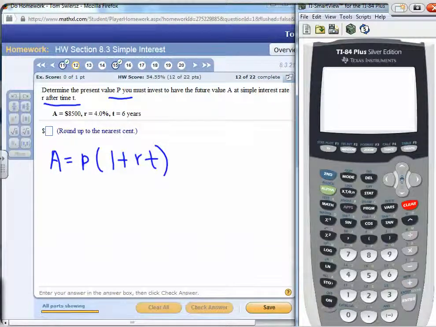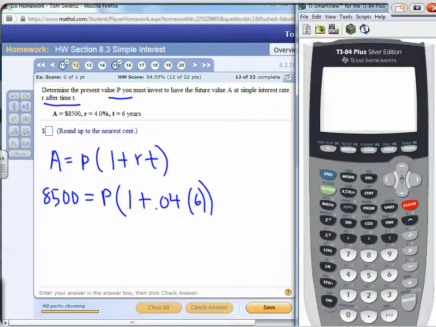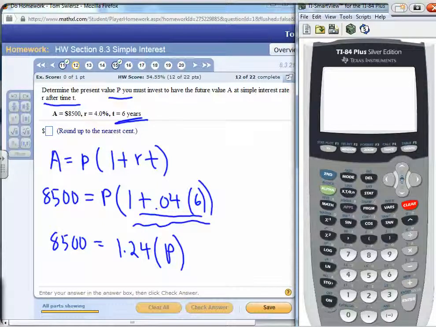There's the formula. Substitute in what's given. A is 8,500. P is missing, so we'll leave the variable P in. 1 plus the rate, 4% as a decimal is 0.04, and times 6, because it's 6 years. Now what you can do is get one value for this. You can simply multiply 6 times 0.04, which on your calculator gives 0.24, and add 1. So you get 8,500 equals 1.24 times P.